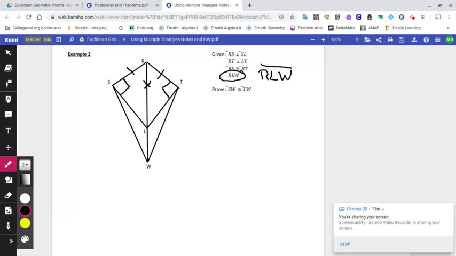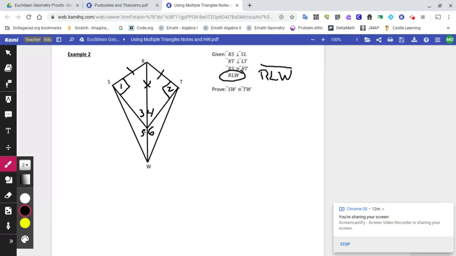Because now I'm going to call this angle 1 and angle 2 in my proof. I'm going to call this angle 3 and angle 4. I'm going to call this 5 and 6. Since RLW is a straight line, that makes 3 and 5, and 4 and 6, linear pairs, by definition of linear pair. That makes them supplementary. If 3 and 4 are congruent, and 5 and 6 are supplementary to those, then 5 and 6 must be congruent.